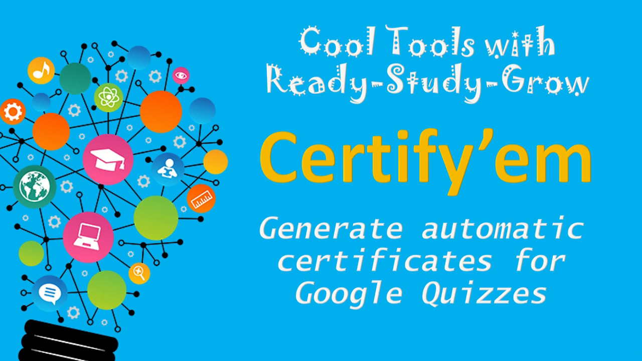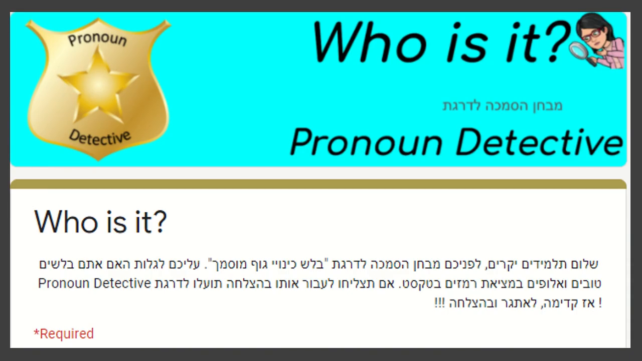Certify'em is a Google Forms add-on which enables us to generate automatic certificates for Google quizzes. So if, for example, I've given a Google quiz and I want them to receive a certificate of achievement, this is what I'll do. For example, I've given this Google form quiz activity, for which they actually have to receive a certificate, a pronoun detective. But it can be any Google quiz that you give.